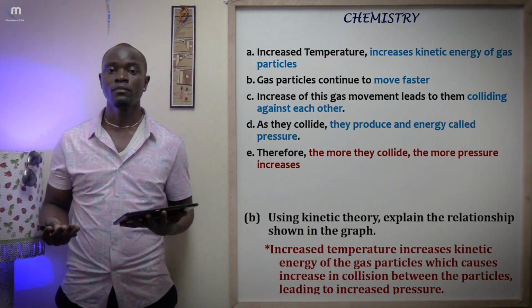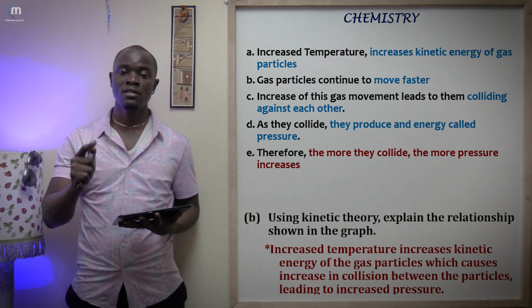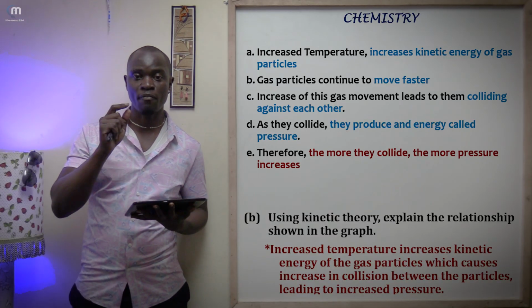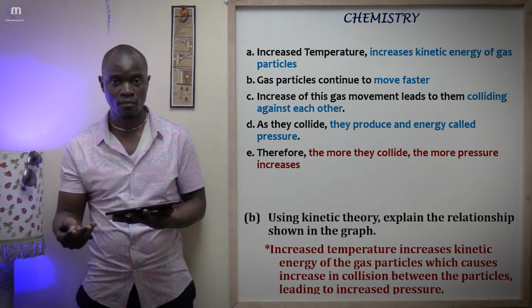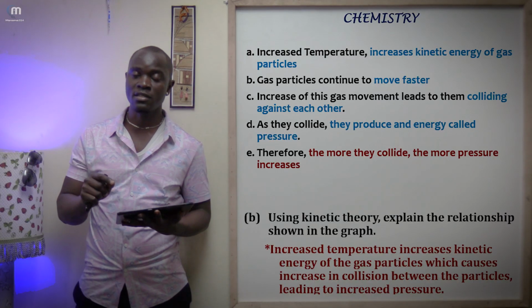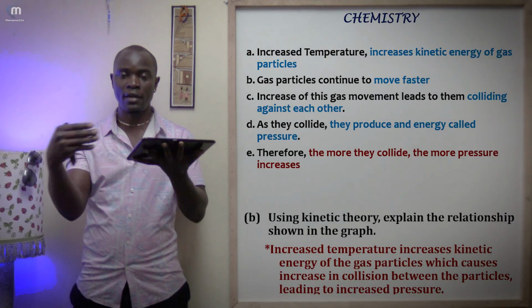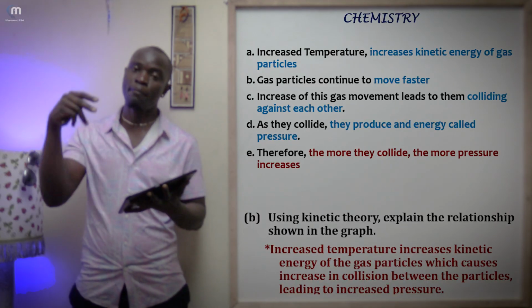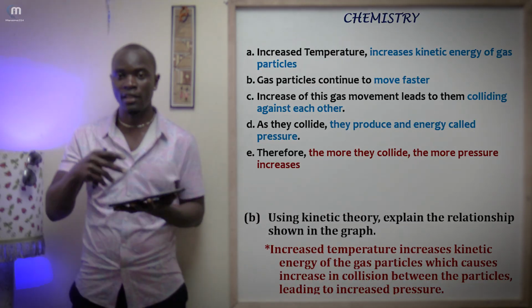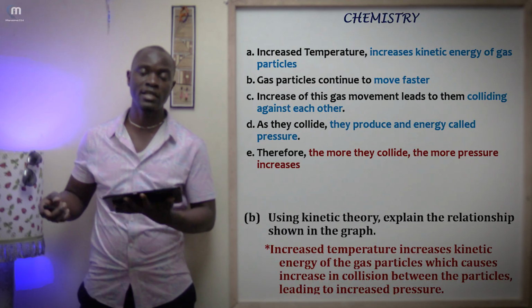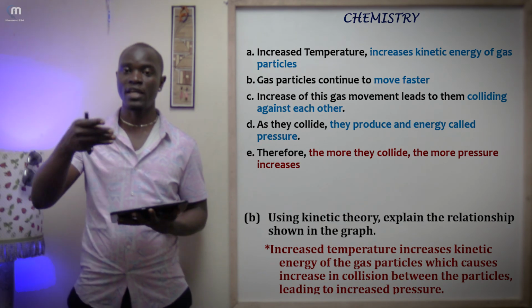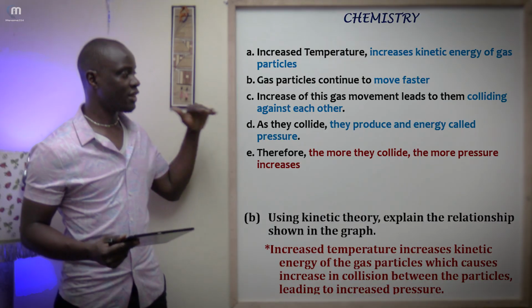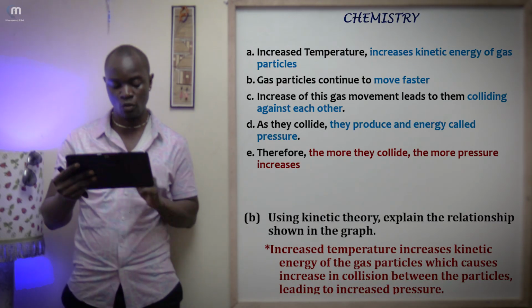That is it. Remember, the main point here is temperature increases. As the temperature increases, movement of particles also increases. As the movement of particles increases, the collision, the bombardment of the particles, is also going to increase. So the particles are colliding against each other, and this is going to increase the pressure of that gas. It is that simple. If you can get them in that point form, then you are just good to go.